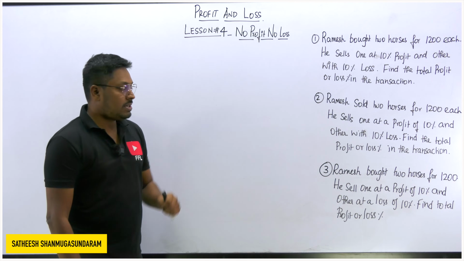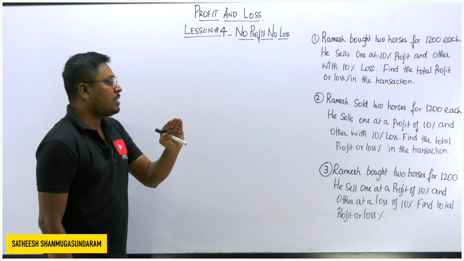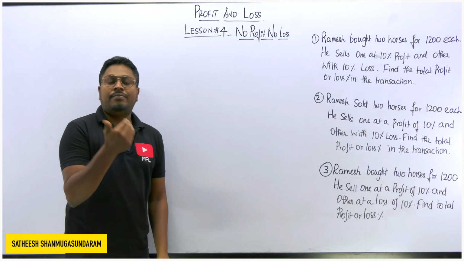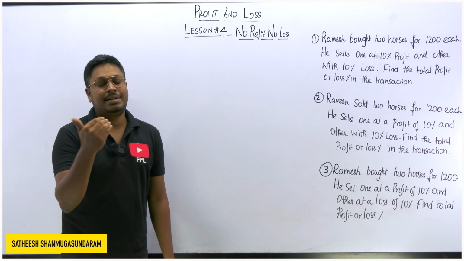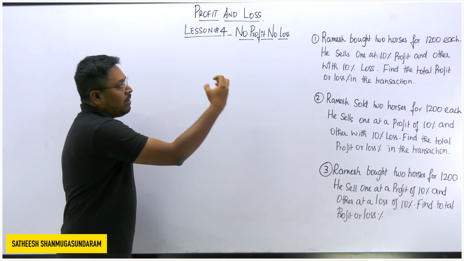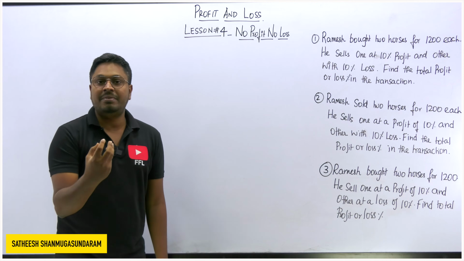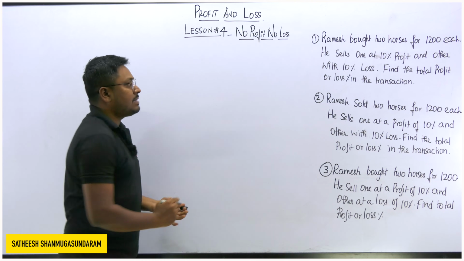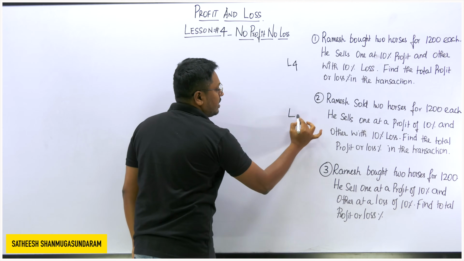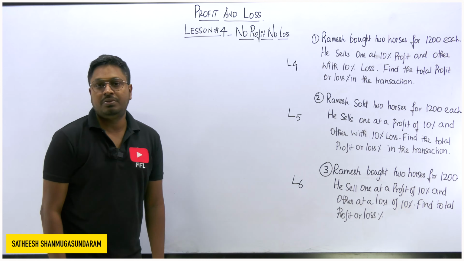What about the third question? Ramesh bought 2 horses for 1,200. He sells one at a profit of 10% and another at a loss of 10%. Find the net profit or loss percentage in the transaction. When you see all 3 questions, they look similar, but there are major differences between all 3. In this lesson number 4, we are going to learn this type. In lesson number 5, we are going to learn this type, and in lesson number 6, we are going to learn this type of question.